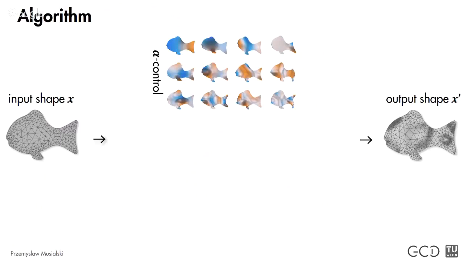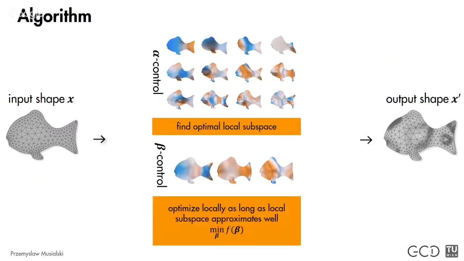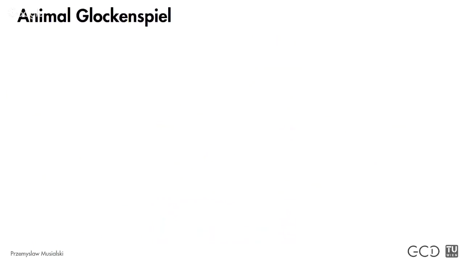So we reduce the number of vertices only to a couple of alphas. Then we find a local subspace of those betas, then optimize this subspace. And as long as it does not approximate this alpha function very well, we recompute this local subspace and optimize again there and repeat it until convergence.